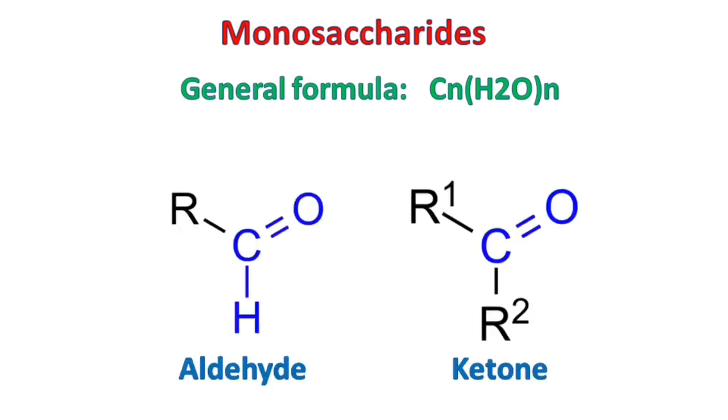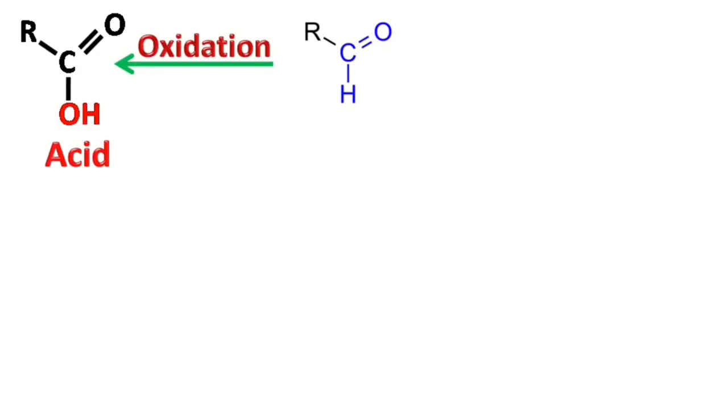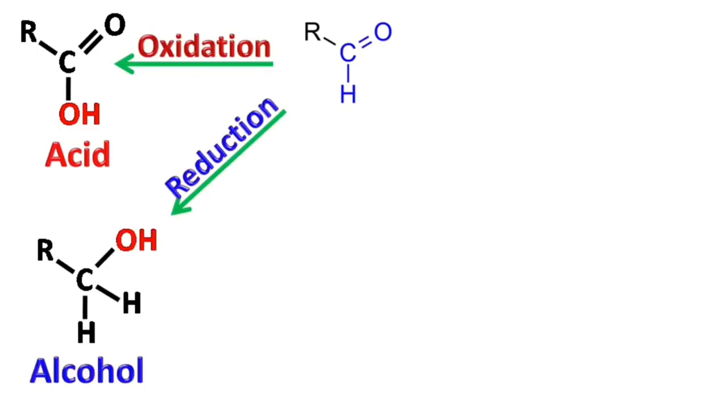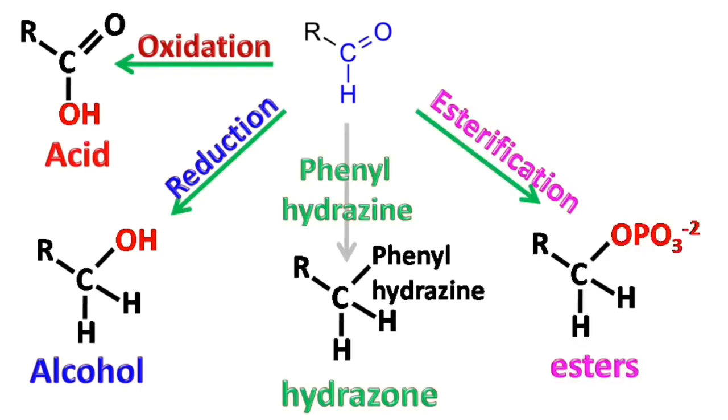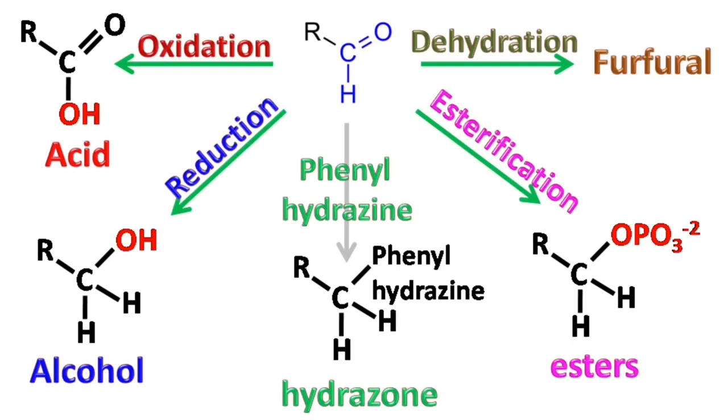Well, most of the monosaccharides have an aldehyde or ketone as a functional group, hence the chemical reactions that the monosaccharides undergo will depend on these functional groups. These reactions are oxidation to give acids, reduction to give alcohol, reaction with phenylhydrazine, formation of ester with phosphate group, and dehydration, that is removal of the hydroxyl group. Let's see each of them.